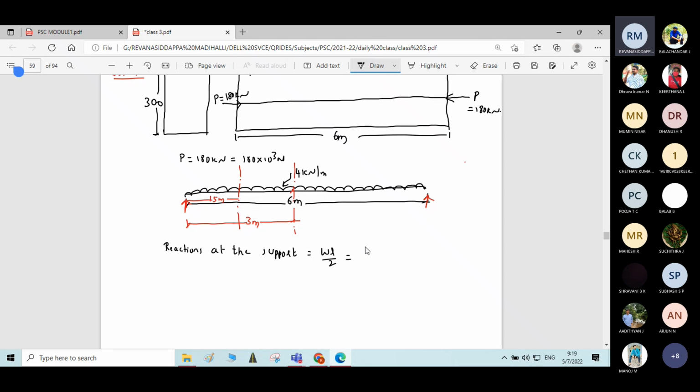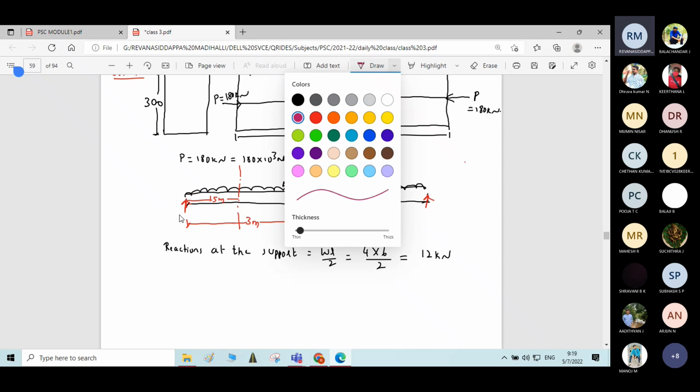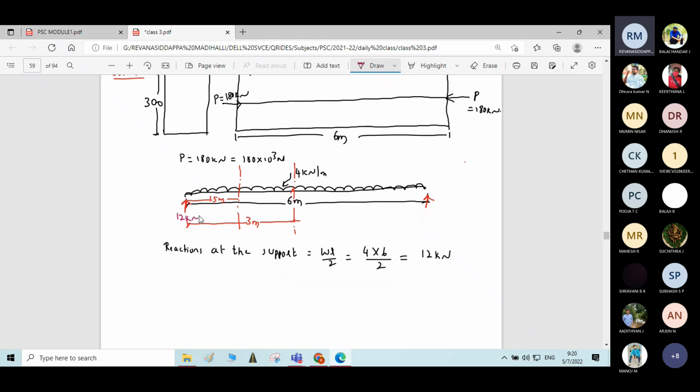WL by 2. Intensity of load is 4 into 6 divided by 2. So how much it will be? 12 kilonewton, correct? Therefore, reaction at the support is 12 kilonewton, 12 kilonewton here, 12 kilonewton.